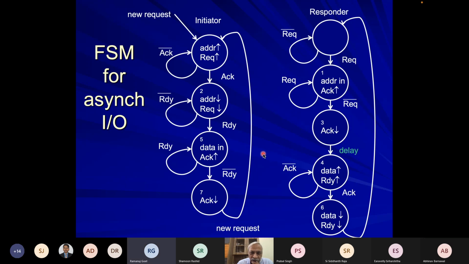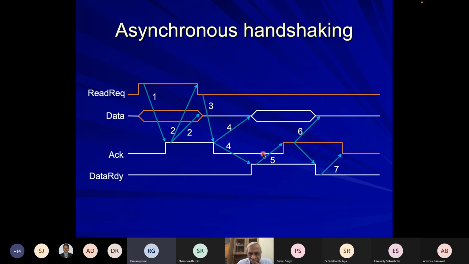Sir, I think also the data ready will only become one after the acknowledgement has become zero, because they are both driven by the slave. So only after the acknowledgement becomes zero will it make the data ready one. So that doesn't matter really. Yeah, but as I said, before the master is able to respond to this acknowledgement, it has to see that the acknowledgement signal from the slave has gone down to zero.